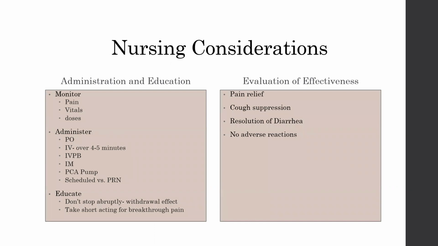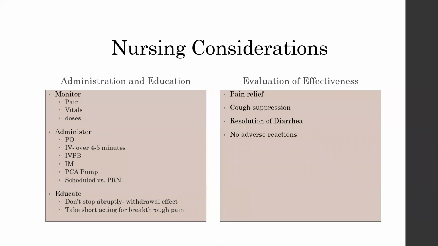So nursing considerations would be to monitor their pain, vitals, and dosage. Sometimes you would need a witness to verify that you're giving the correct dose. It can be administered PO, through IV push, which would be over 4 to 5 minutes, through IV piggyback, intramuscular injection, or a PCA pump, and we often administer it either scheduled, PRN, or a combination of both.